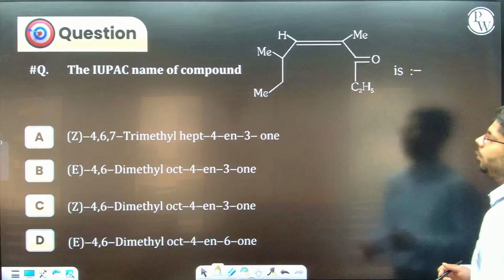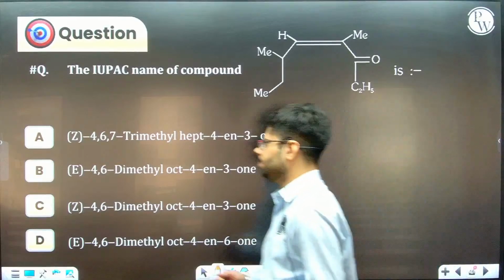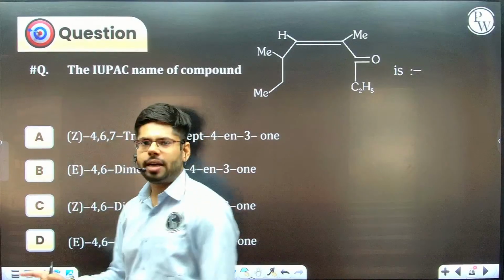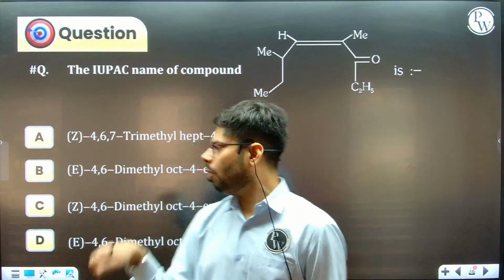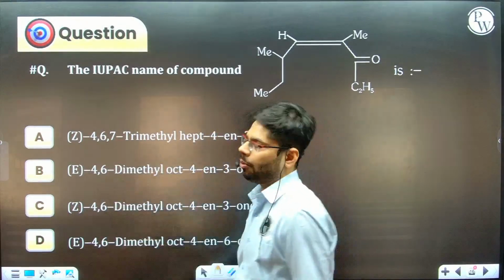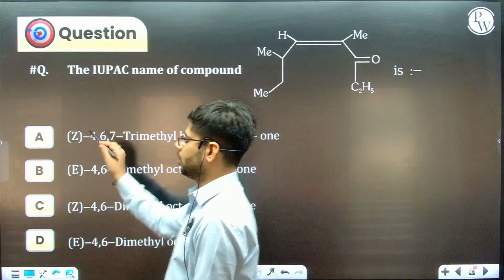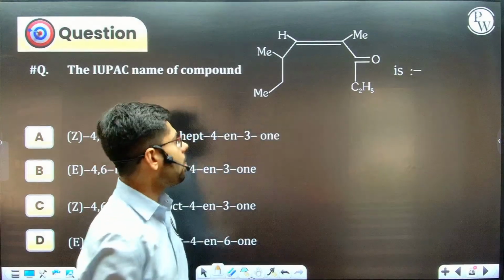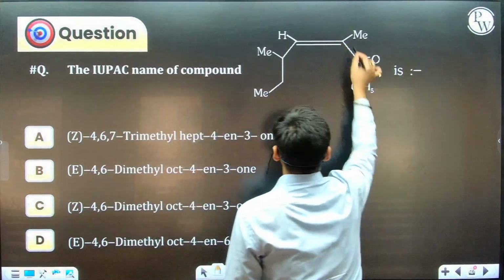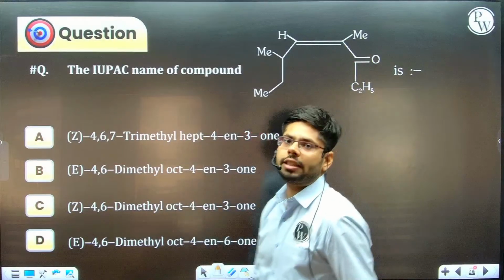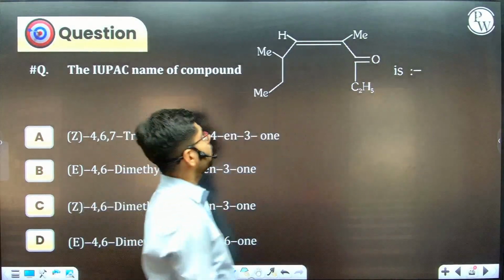All right, next question. IUPAC name. IUPAC name must incorporate the configuration as well, if there's a double bond around which GI is possible. So if you look at the options, you will see Z, E. Look at this double bond now. Let's try to find out whether the configuration is Z or E around the double bond.